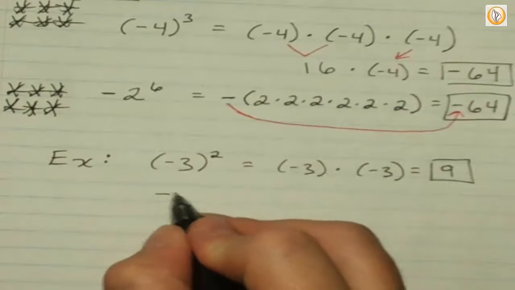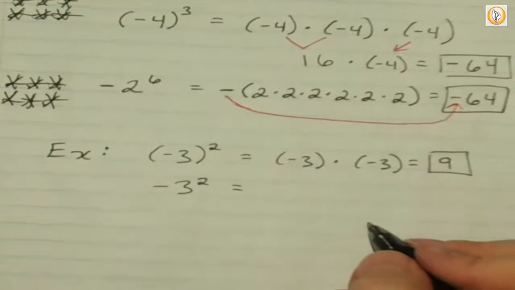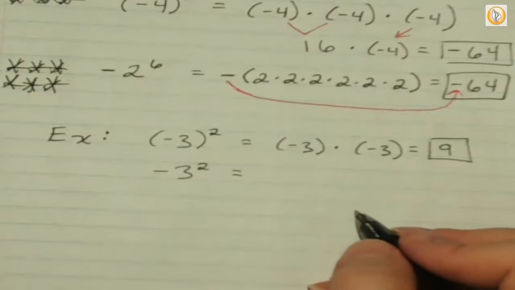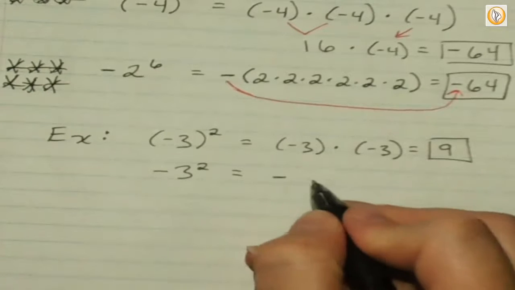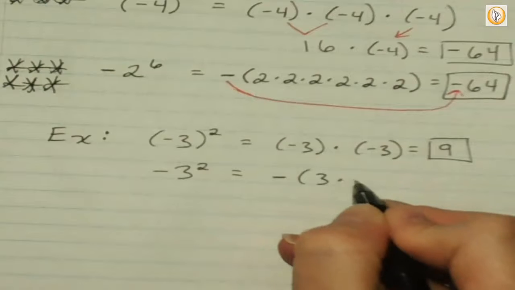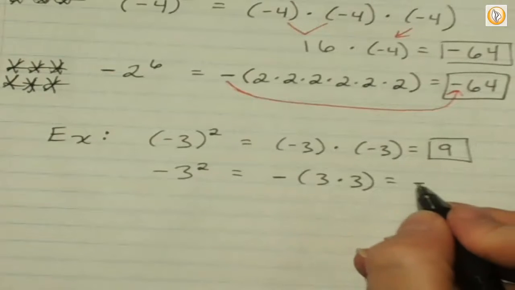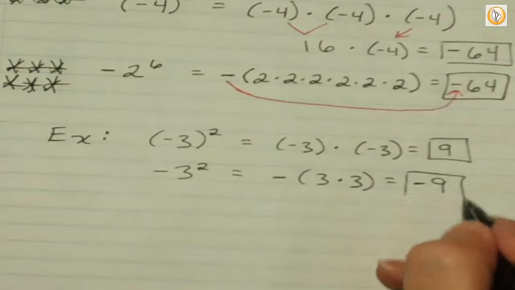What if I did this? Atalia? You don't have to raise your hand, I'll just call on you. Okay, so you put a negative sign, and then a parentheses bracket, and then 3 dot 3, and then another parentheses, and equals, and then -9. Excelente.